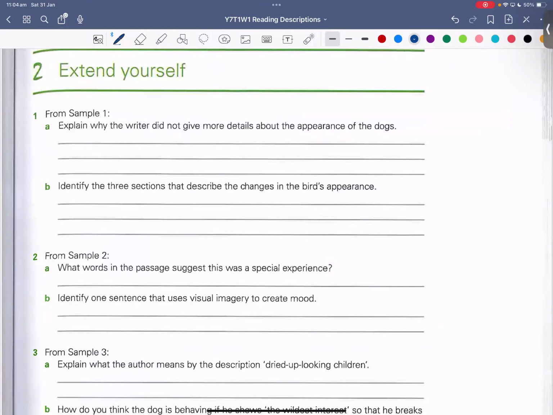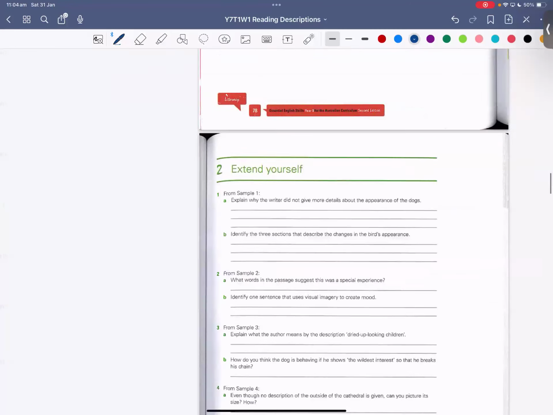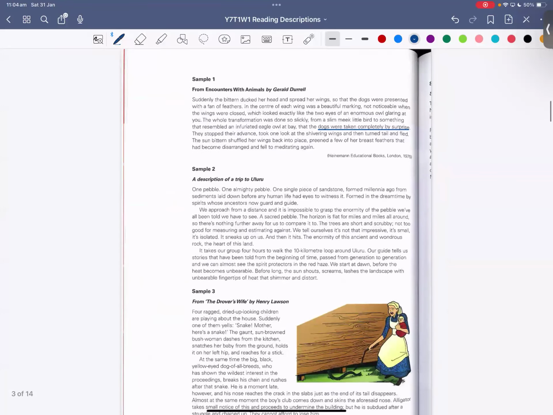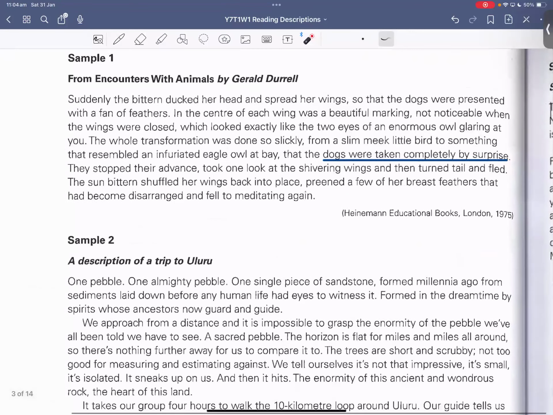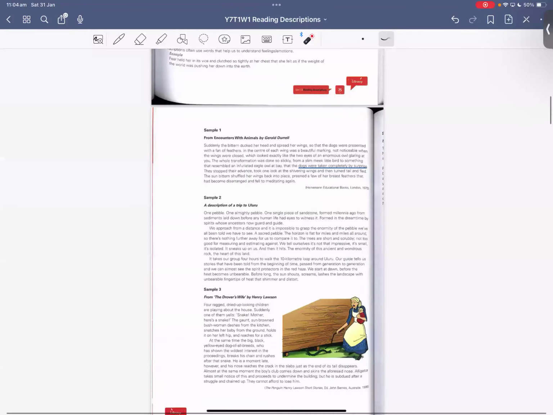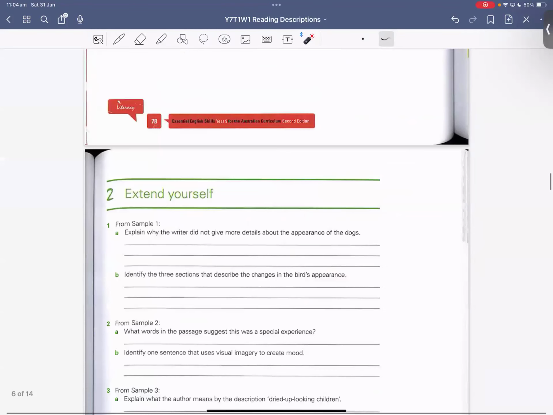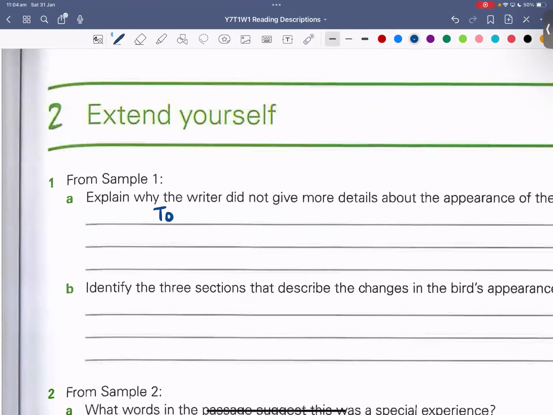Now we're going back to sample one. This one. You guys remember? So can you tell me why they didn't include more description of the dogs? They're trying to focus more on... To focus more on what? Great, that's perfect. So instead, they shift the focus onto the bittern, on the characterization of the bittern.